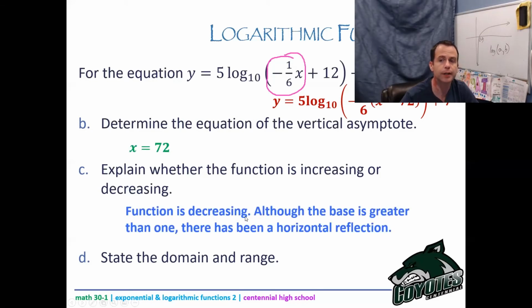Okay, so now we're going to state the domain and range. Well, let's deal with the domain first. We just said that I'm going to take this and flip it. So now instead of a point to infinity, as soon as I flip that, that's going to end up being negative infinity to a point. So it's going to be negative infinity to 72 because I've moved it 72 units to the right. And then the range will still be real.